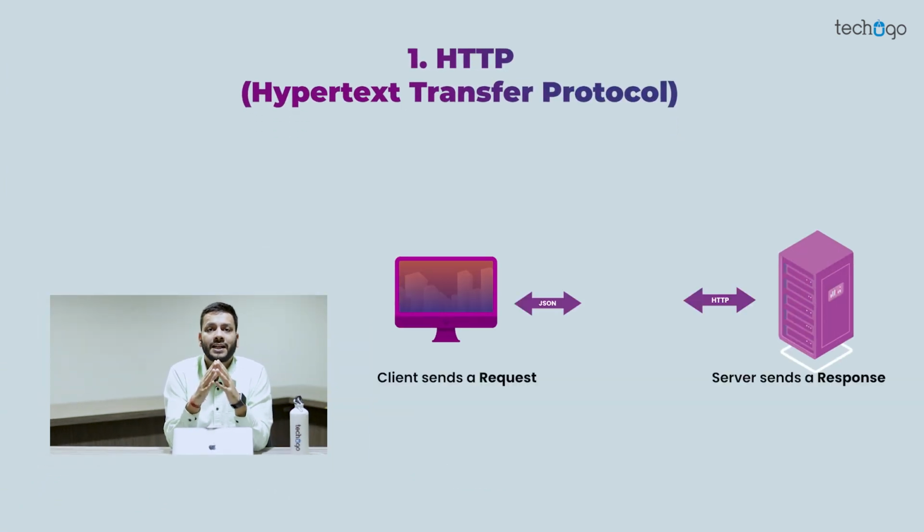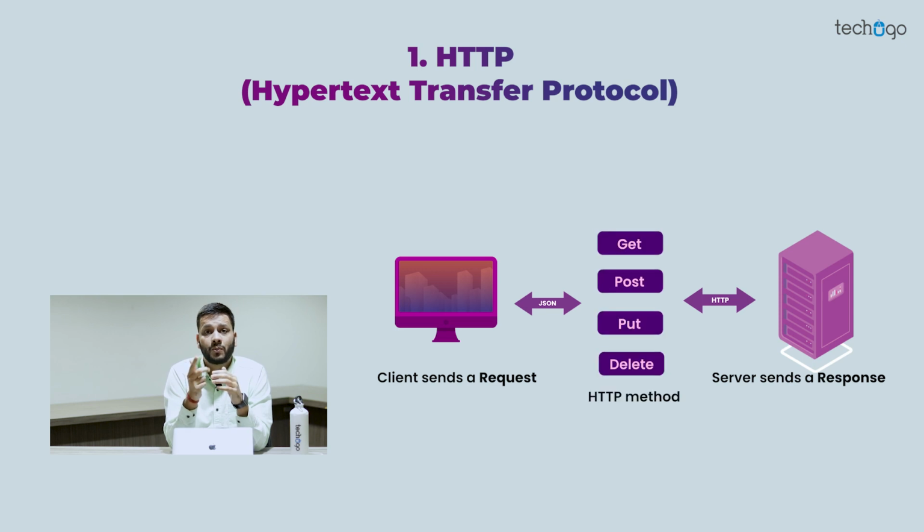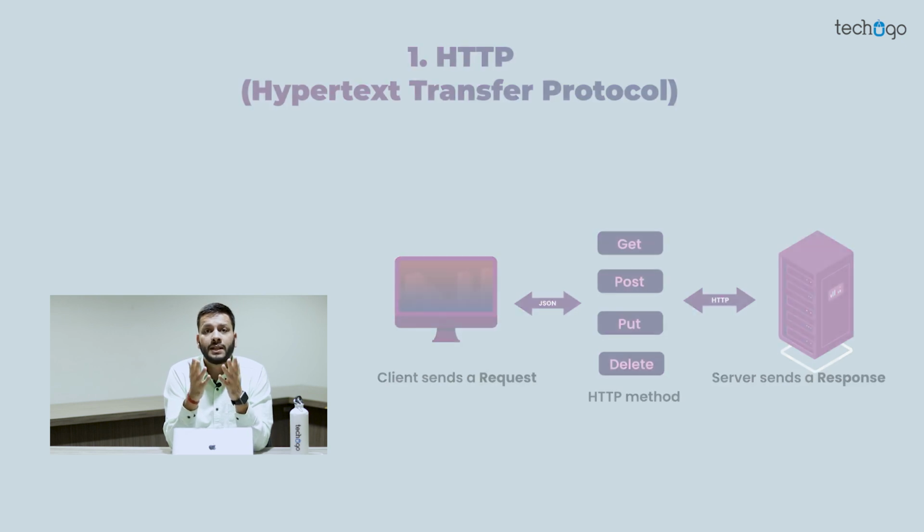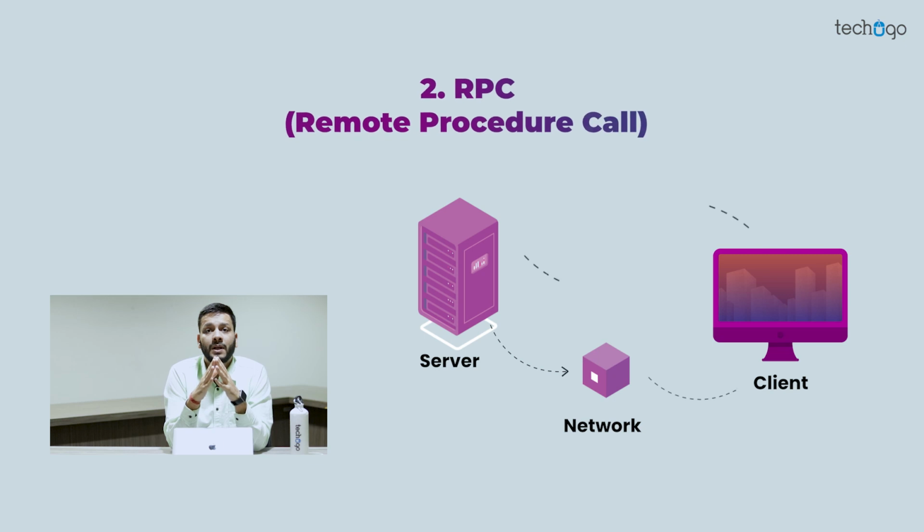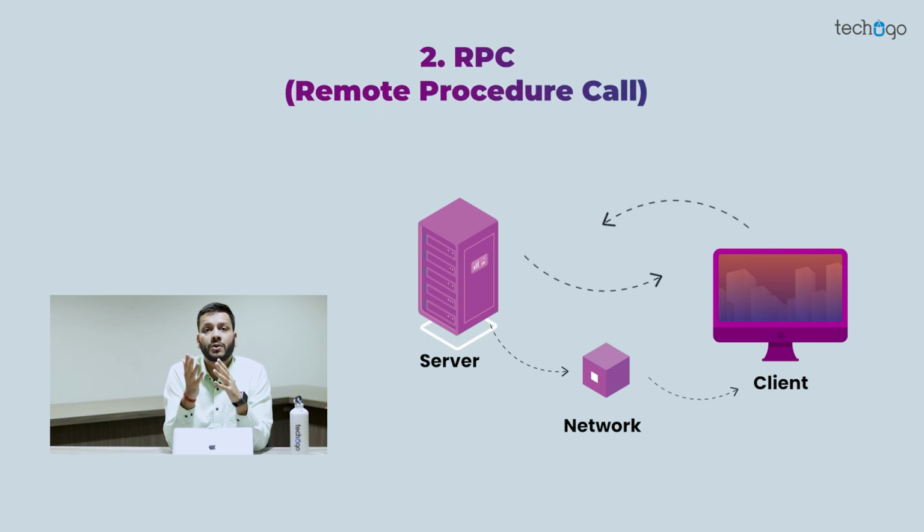First is HTTP. This works on hypertext transfer protocol. Here we send requests like get, post, put, delete. Next is RPC. This works on remote procedure protocol. Here we set up procedures that can be called remotely among microservices.